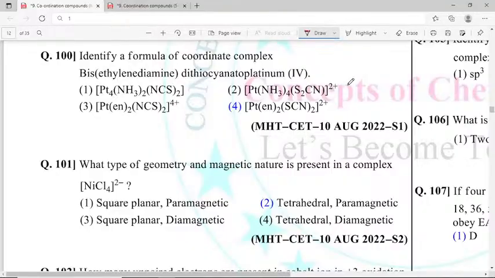Identify the formula of coordinate complex BIS. BIS stands for 2-ethylene diamine dithiocyanate platinum. So Pt(en)2(SCN)2 2+.